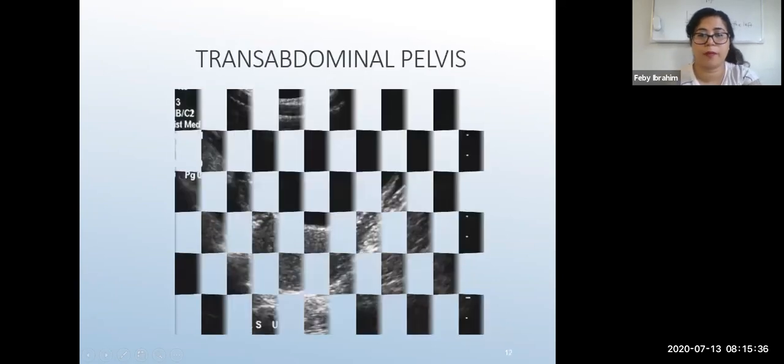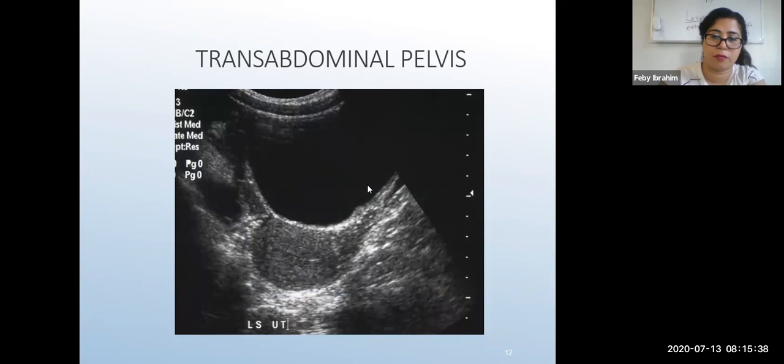This is the transabdominal pelvic exam. You're going to see the bladder, and this is a cross-section of the uterus. You see this is the uterus in cross-section. For orientation in transverse, we have the anterior, posterior, right, and left. And we are going to talk about this one in lecture number 2.